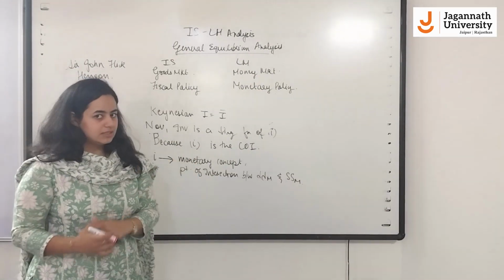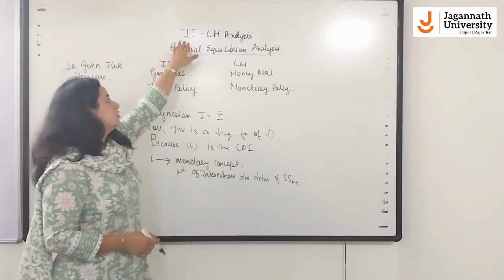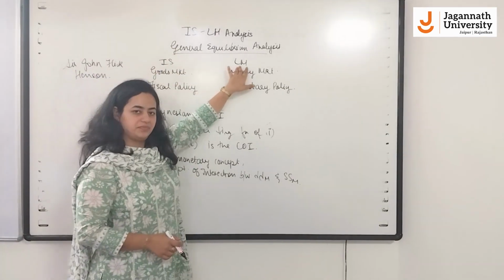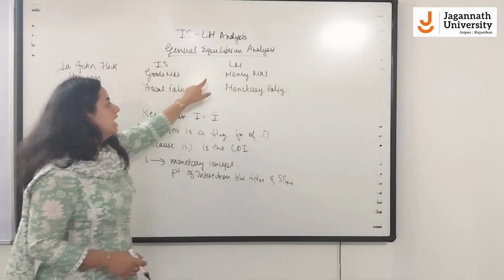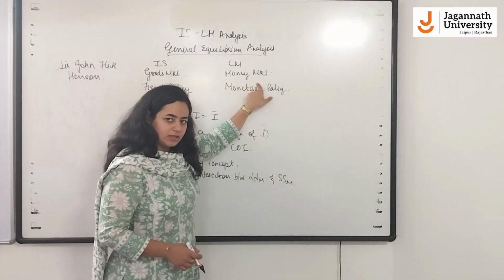Now, what are the two markets discussed in this analysis? Of course, IS and LM. What does IS represent? It represents the goods market. LM represents the money market.